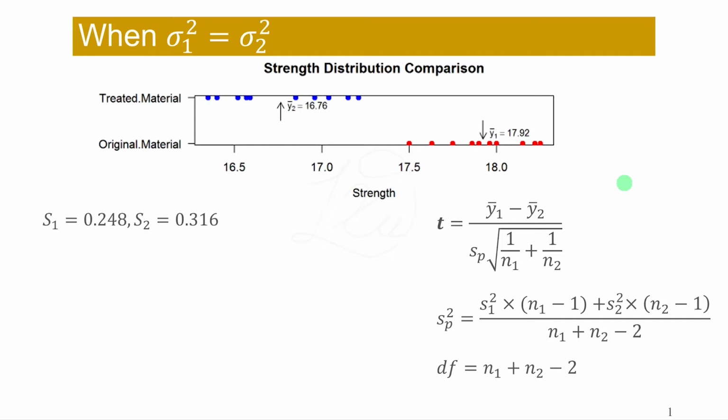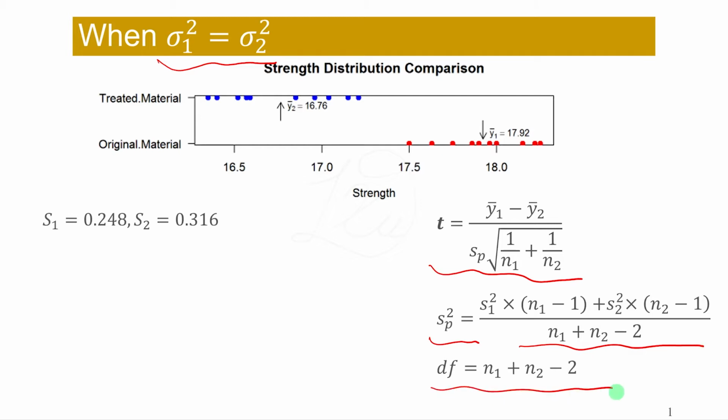We have talked about the comparison of two means, and if the variance of the two products can be reasonably assumed to be the same, we use this equation to calculate the t-value. In the equation we use the pooled sample standard deviation calculated by this equation, and the degree of freedom is the sum of the sample size minus 2.